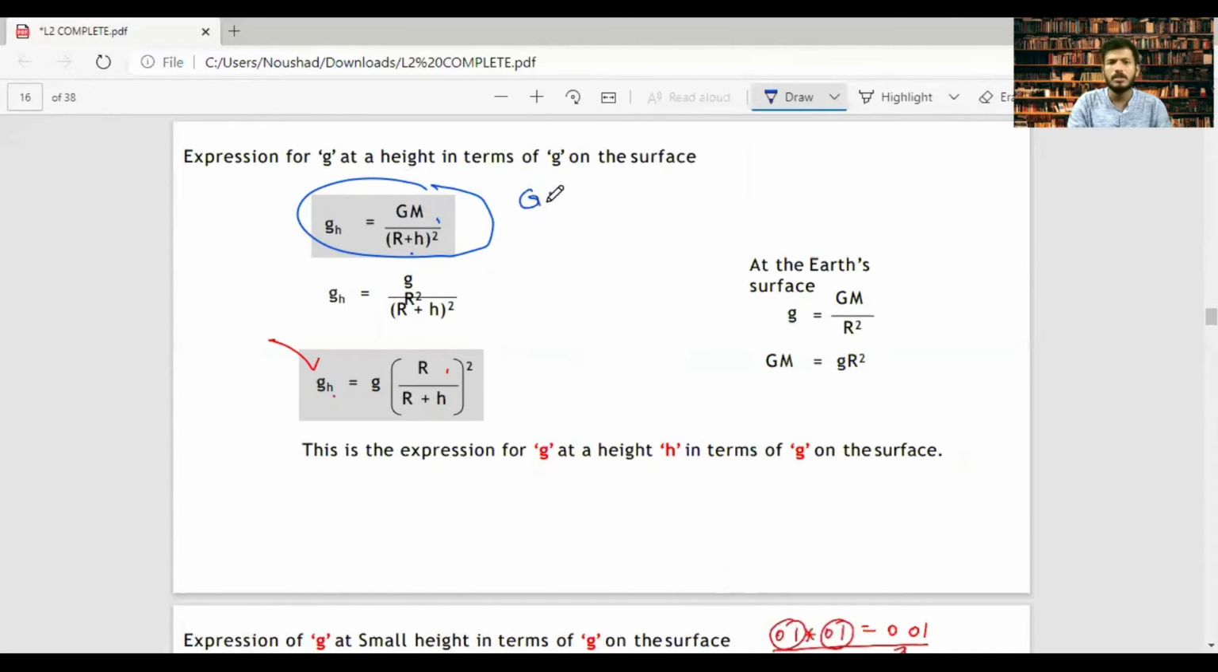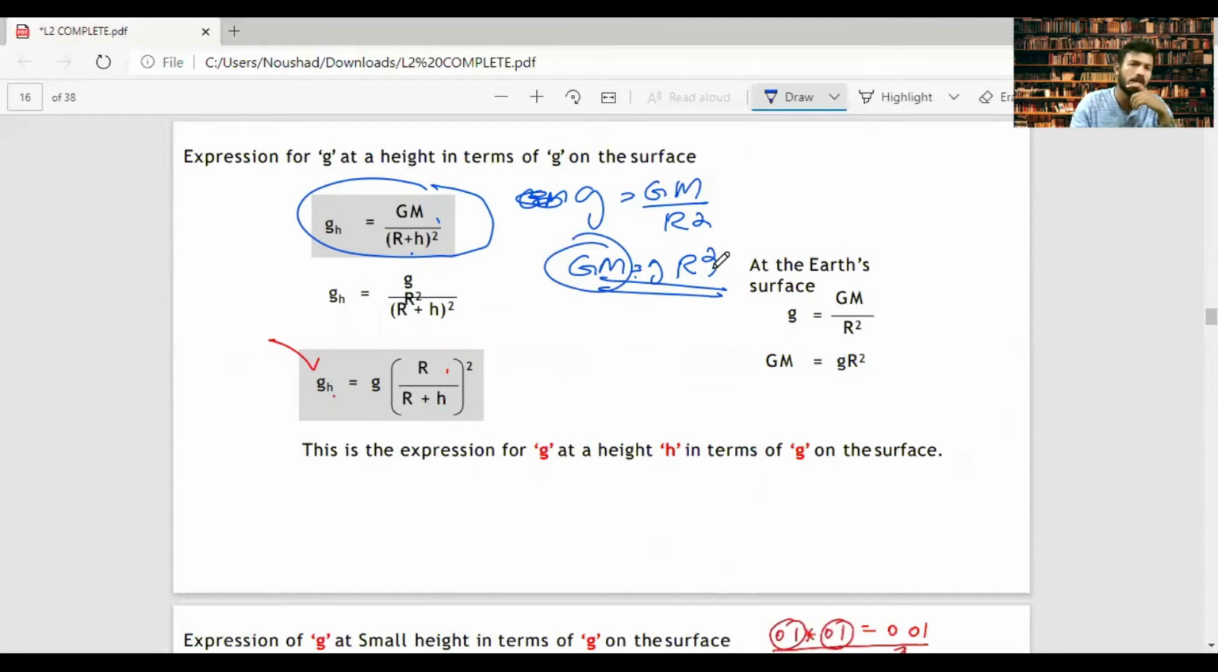You know that g = GM/R² at the surface. Then what is GM? It is gR². It's very clear: GM = gR². So we can substitute GM by gR². So g at height h, acceleration due to gravity due to height, can be calculated as gR²/(R+h)². Very good. R² and (R+h)².